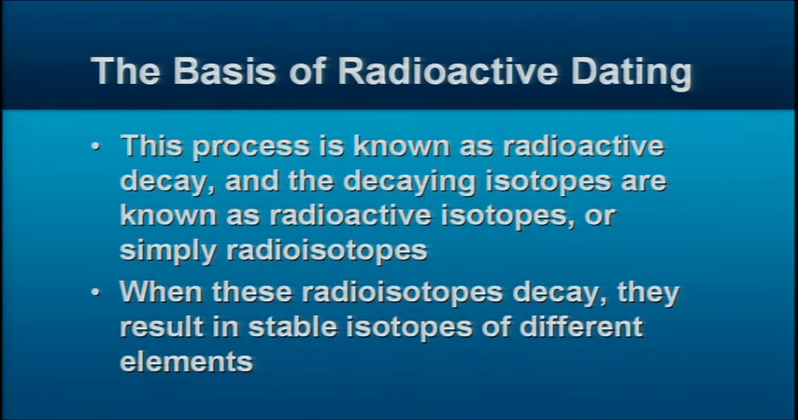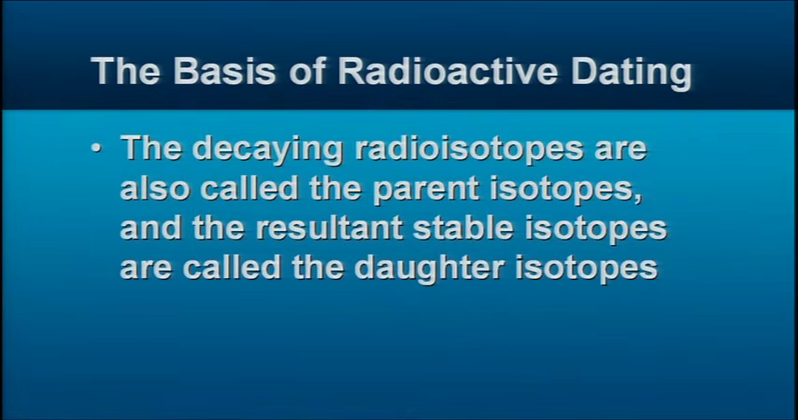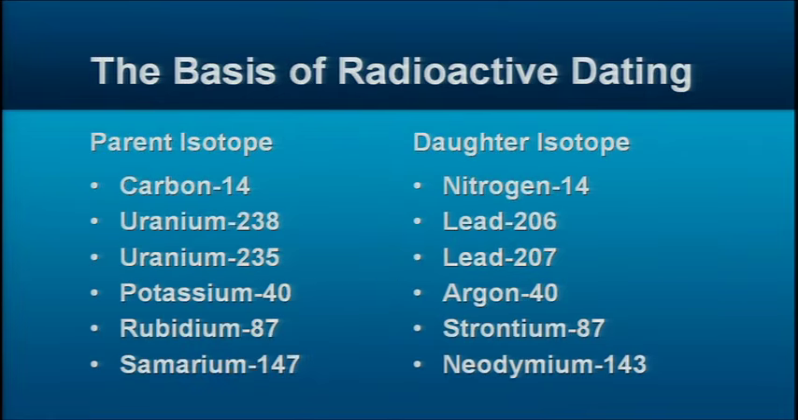Okay, so you go from a parent element to a daughter element. The decaying isotopes are called parent, and the resultant stable isotopes are called daughters. Okay, the parent decays and changes to a new element, which is a daughter element. It's not that difficult, you just got the terminology to get your brain around.